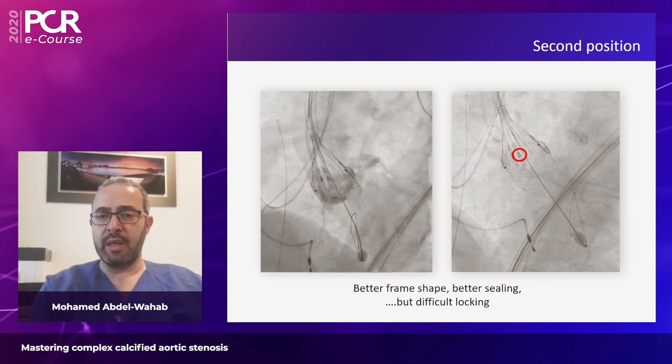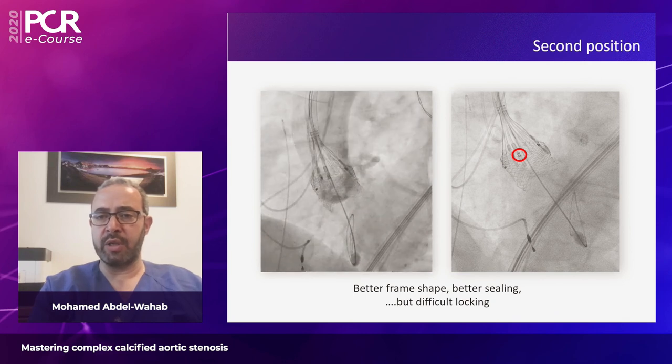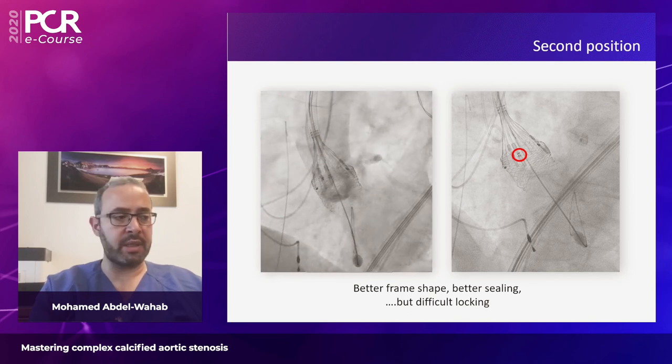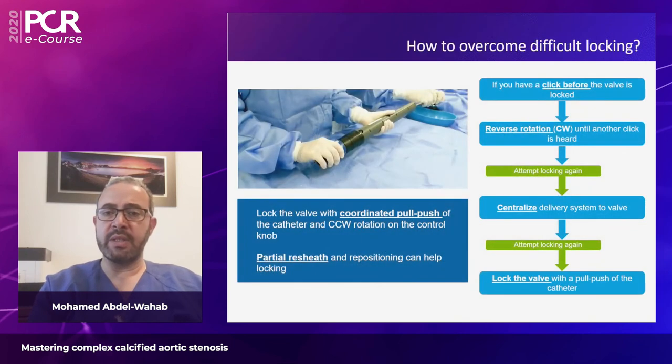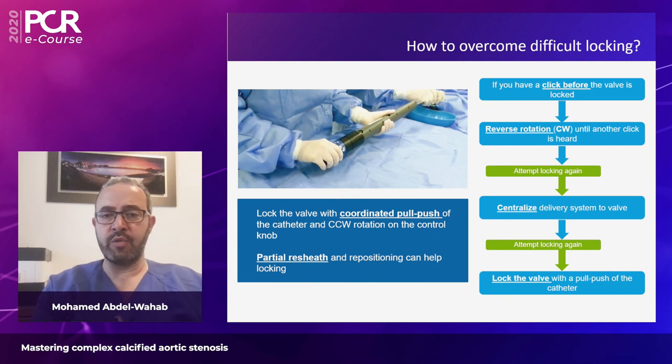If you see a radiolucent part between these two radio-opaque markers, then you're not locked. And obviously the other two buckles and posts are nicely locked. What you should expect in calcified anatomies is that you will have difficulties in locking, so you should know exactly how to deal with it.